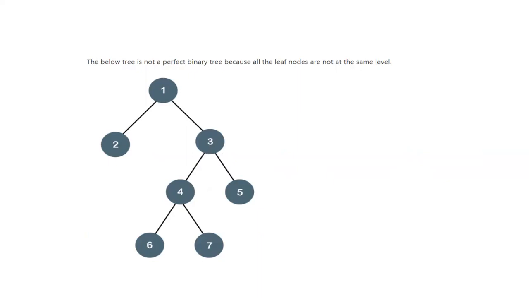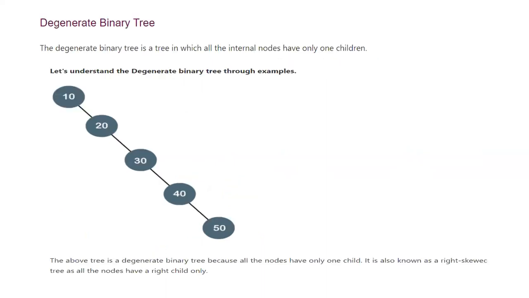Now let us see an example which is not a perfect binary tree. Here, the leaf nodes are 6 and 7 and 2. So these nodes are not at the same level. Even though all the nodes are having 2 children, the leaf nodes are not at the same level. So this is not a perfect binary tree.